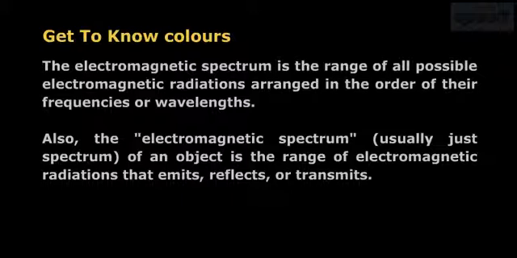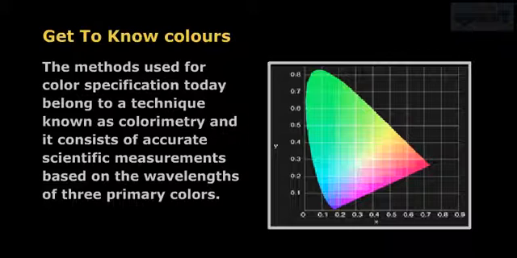The electromagnetic spectrum is a range of all possible electromagnetic radiation, arranged in the order of their frequencies or wavelengths. Also, the electromagnetic spectrum, usually just spectrum, of an object is a range of electromagnetic radiations that it emits, reflects, or transmits. The methods used for color specification today belong to a technique known as colorimetry, and it consists of accurate scientific measurements based on the wavelengths of three primary colors.